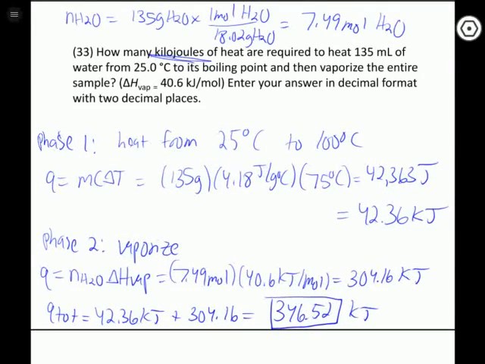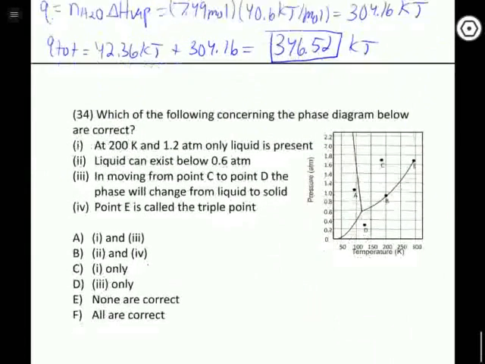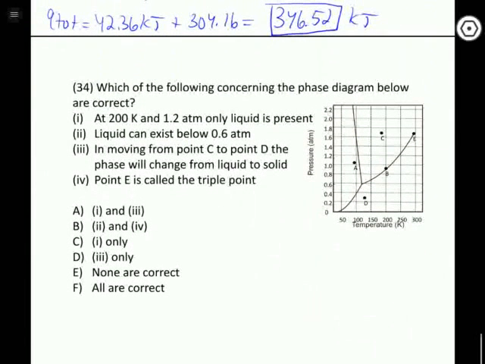All right, and then finally the last one is a phase diagram problem. Which of the following are correct for this phase diagram? Okay, so we have, again, four scenarios here. The first one, at 200 Kelvin and 1.2 atmospheres, only liquid is present.